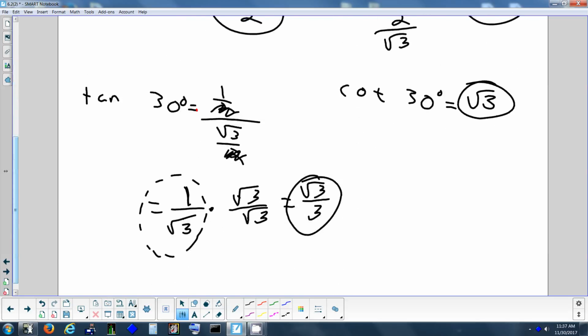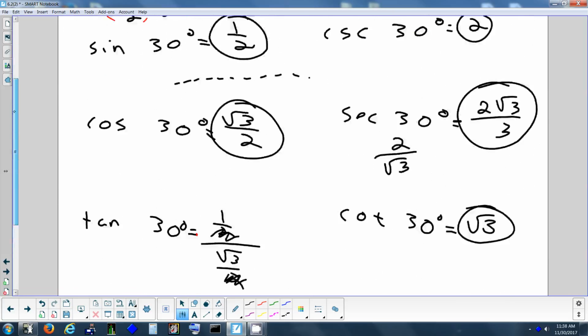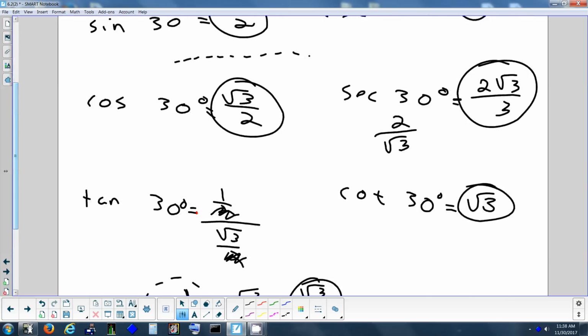If you take the final answer we got for tangent and flip it, now you're putting the root back in the bottom and you're going to go through the whole thing again to fix it. But those are the 6 trig functions of 30. Any questions on that?